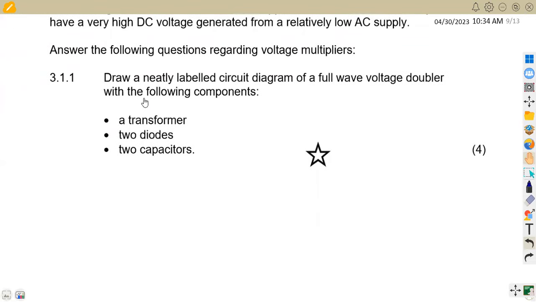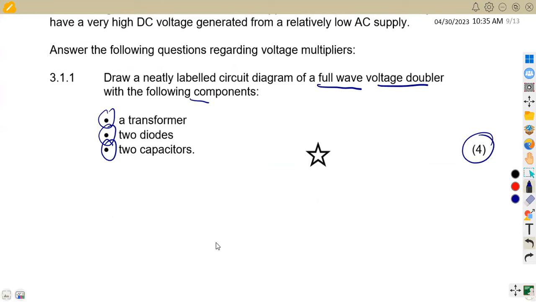Draw a neatly labeled circuit diagram of a full wave. Take note, this is a full wave voltage doubler with the following components: a transformer, the 2 diodes, the 2 capacitors. 4 marks for that.